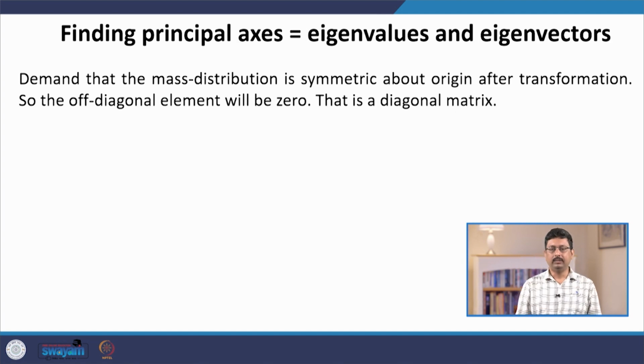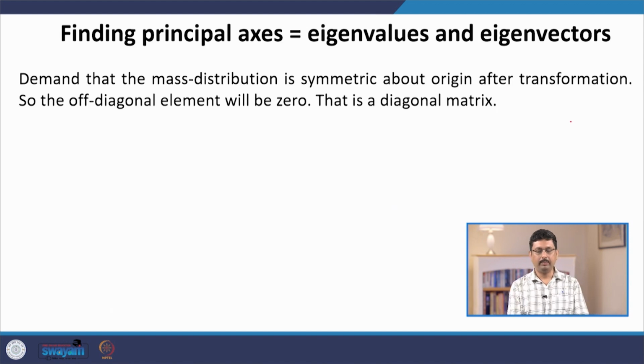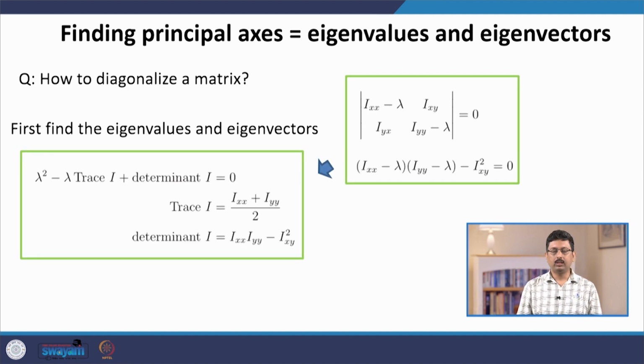So, finding the principal axis of rotation we can now pose as a problem of matrix. Suppose we start with this matrix and we demand that we do some transformation on this matrix so that the off diagonal elements become 0. That means we are talking about matrix diagonalization. Now, this is a standard problem in linear algebra: how to diagonalize a matrix.